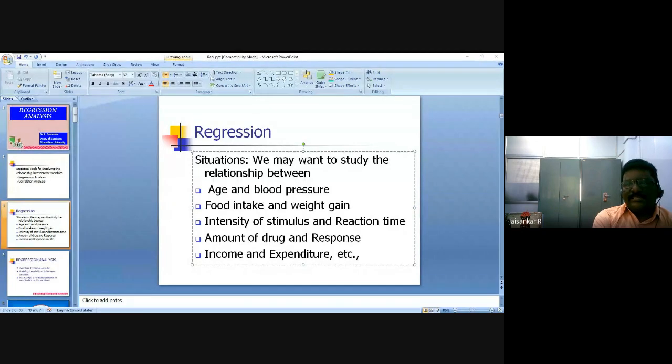When you cook rice in a pressure cooker, we put some water. How many tumblers of water are you using? What is the quantity of rice you have in that cooker? I can find a regression equation, or I can find the correlation between these two, for getting the rice cooked in a good manner.